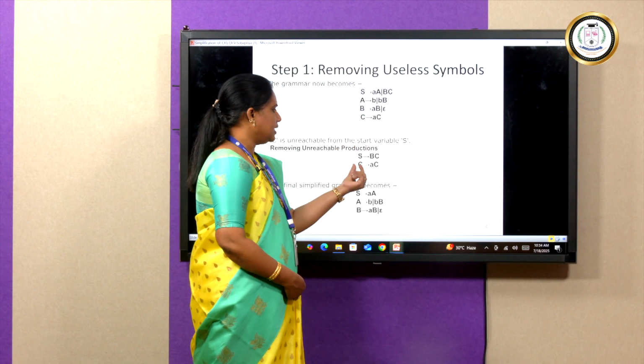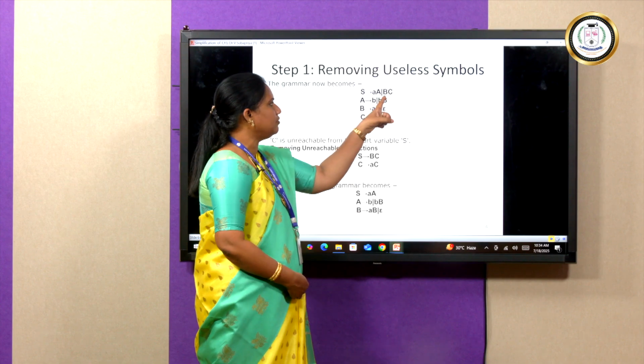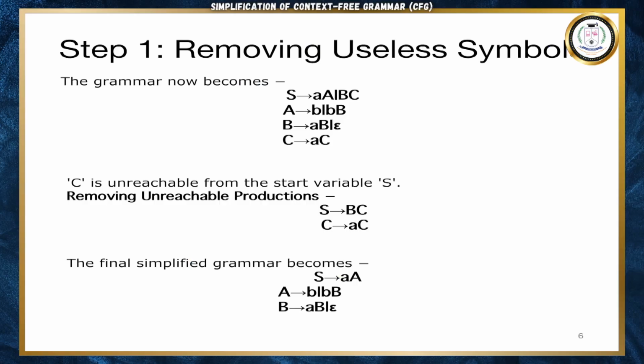When you eliminate C, the C tends to AC production will be eliminated, and also we have S tends to BC here, which in turn contains a C. So this also will be eliminated.